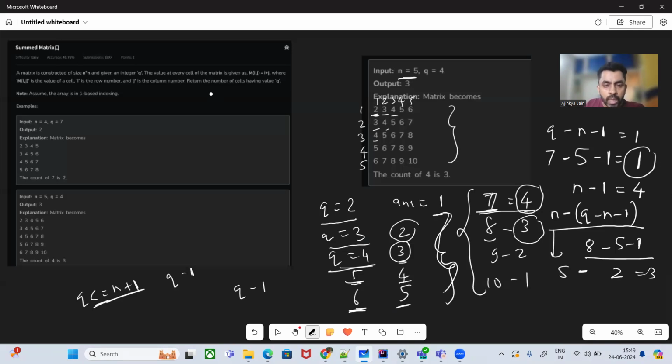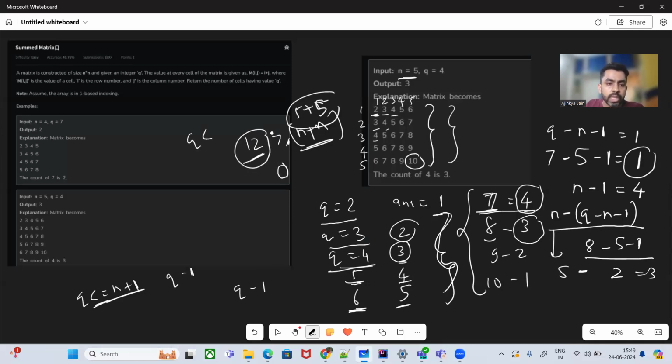For example, if q was, let's say, 12. Now for this, can you find 12 anywhere? No, you cannot find it. So when q is greater than n plus n, n is 5, 5 plus 5, the maximum element in this matrix can be n plus n, that is 10. So any q which is greater than n plus n won't have that frequency or count, so we'll return 0 in this case.